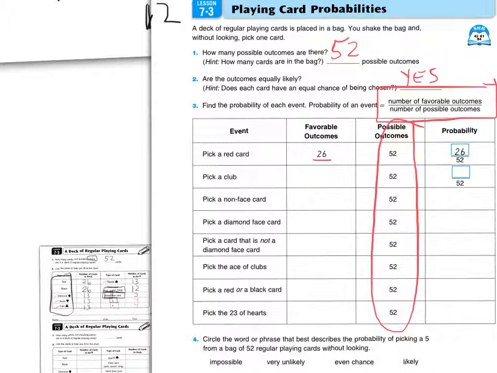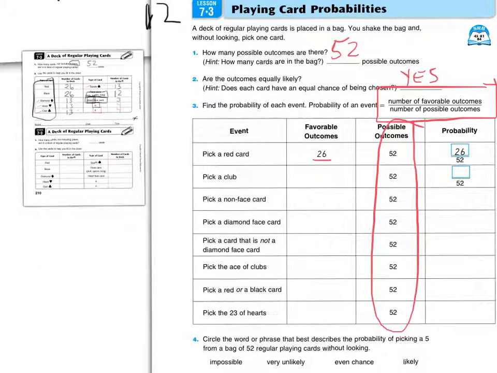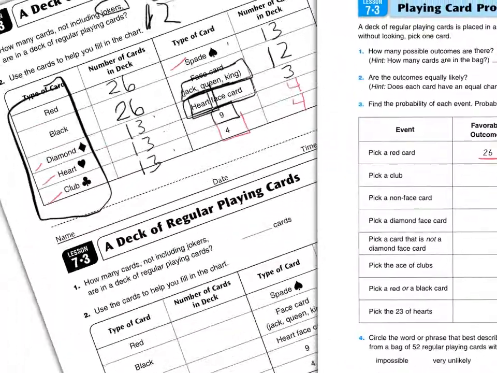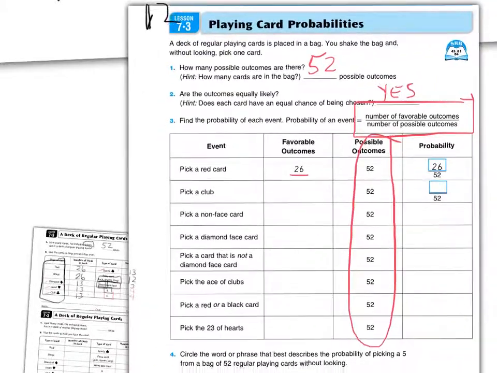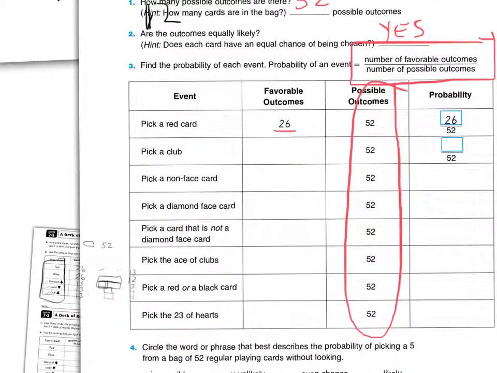Pick a club. Let's go back and look at our chart here. And we said there are 13 clubs. So if there's 13 clubs, I would write 13 in here, and the probability would be 13 out of 52.